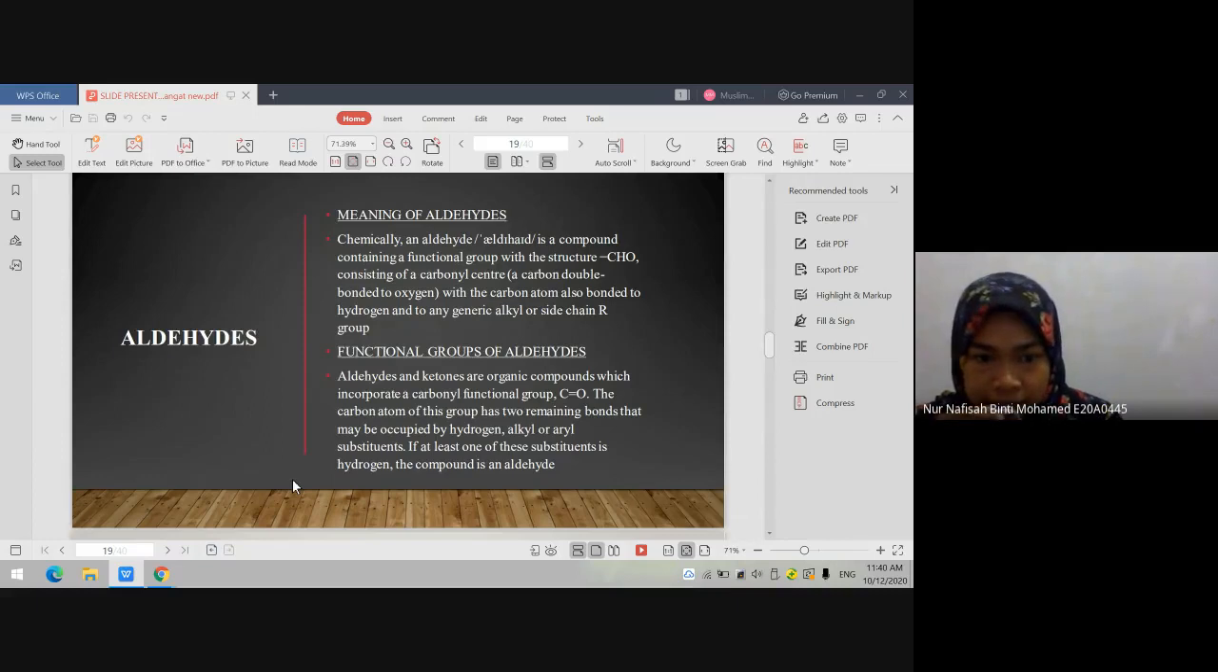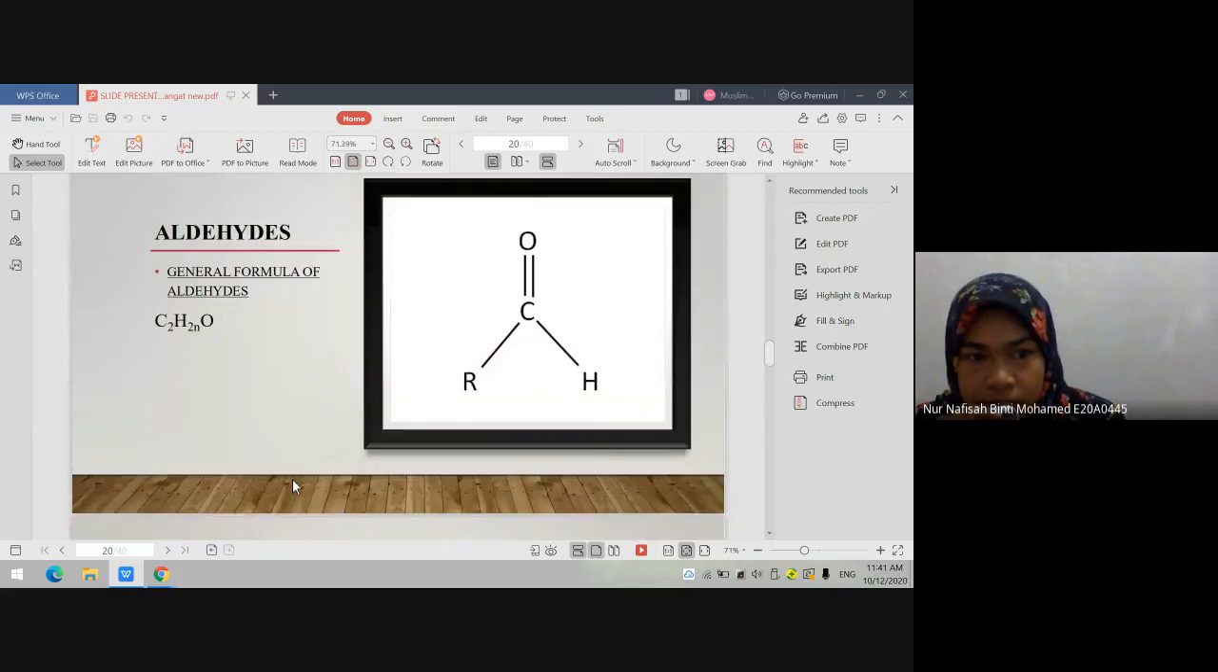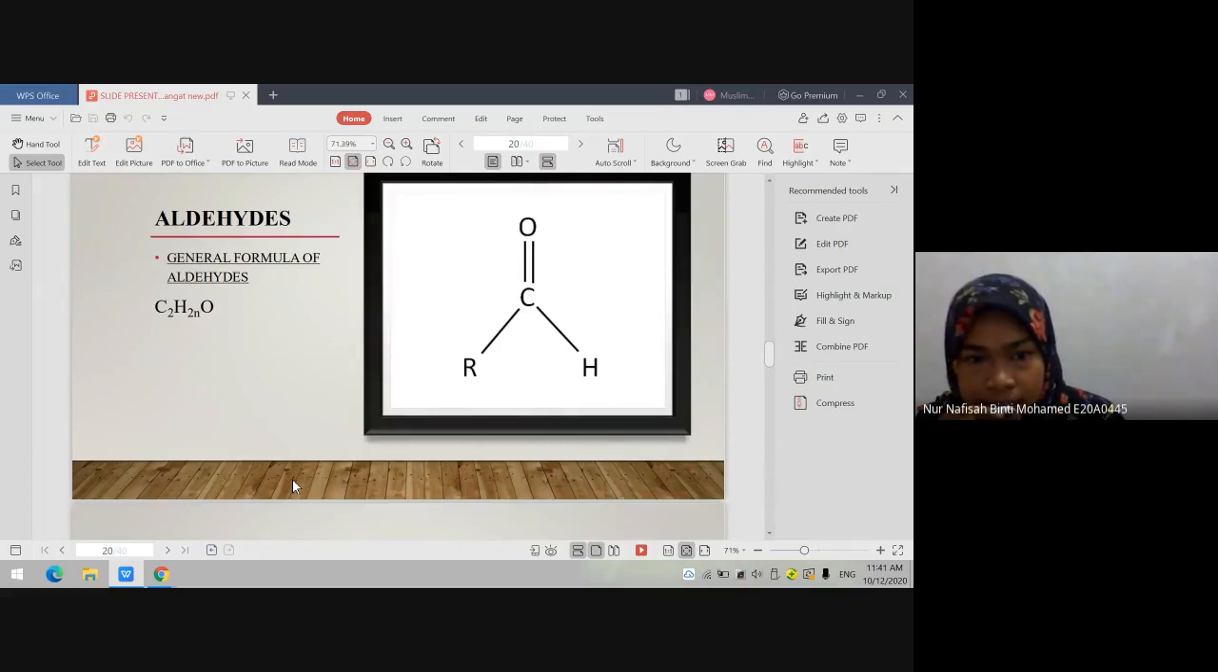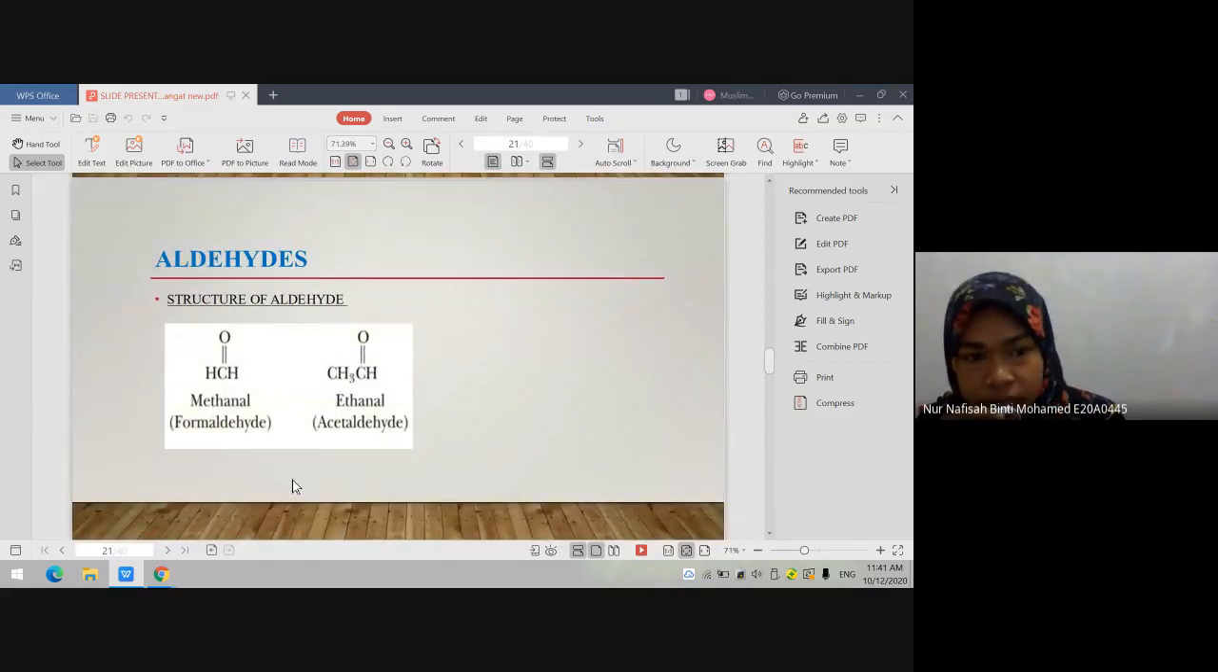So the functional group of aldehydes. Aldehydes and ketones are organic compounds which incorporate a carbonyl functional group, C=O. The carbon atom of this group has two remaining bonds that may be occupied by hydrogen, alkyl or aryl substituents. If at least one of these substituents is hydrogen, the compound is an aldehyde. So this is the general formula of aldehydes, CnH2nO. So the picture there, this is the example of structure of aldehydes, which is methanal and ethanal.